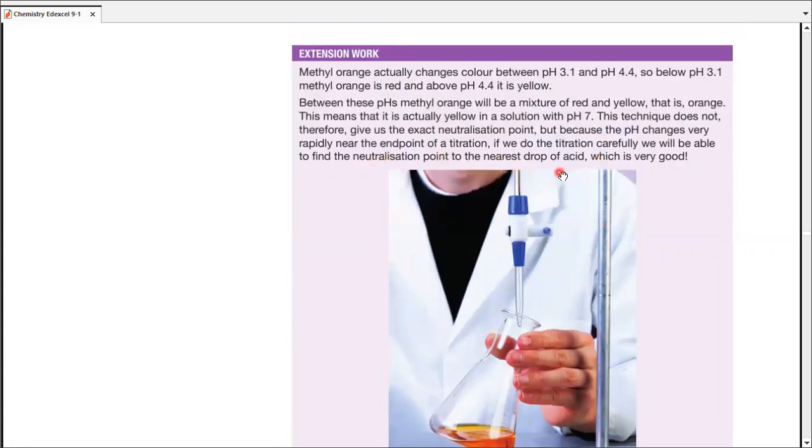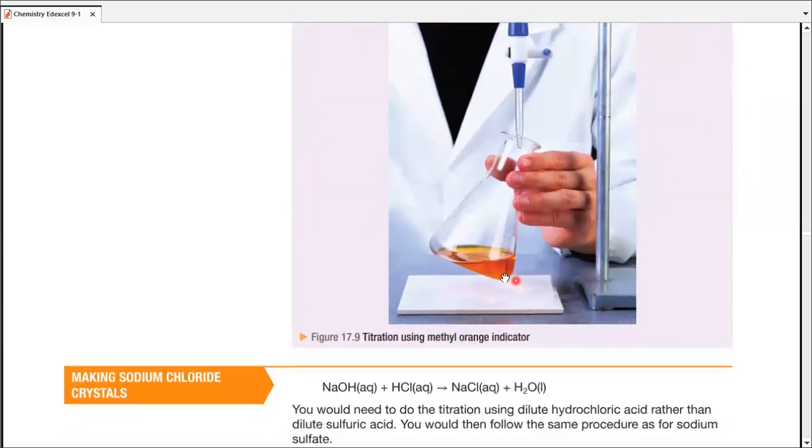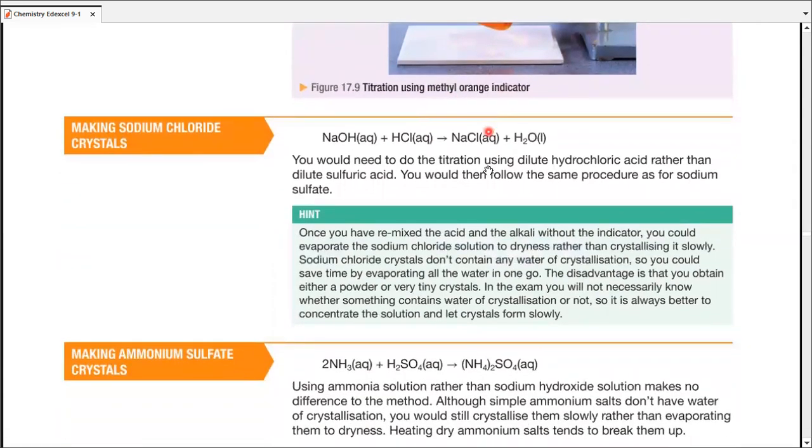Finding the neutralization point to the nearest drop of acid is very good. The more careful you are about the experiment, the better endpoint color you're going to get. If you're a little bit careless, as I've told you before, and this extension work tells you the same, you might end up having red rather than orange, which is not correct. Again, we can perform this experiment to get sodium chloride salt, the table salt we eat every day. By the word chloride, I hope you understand we need to use hydrochloric acid. Again, for sodium, sodium hydroxide is a great source. This is how you would go for the titration.